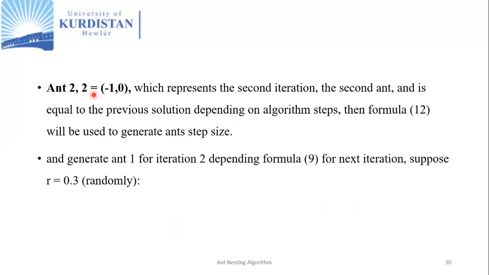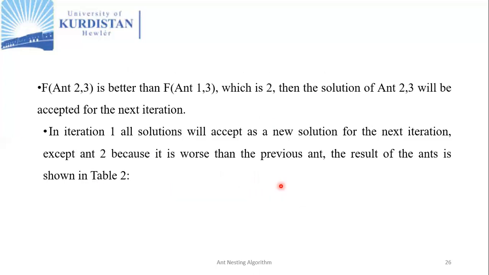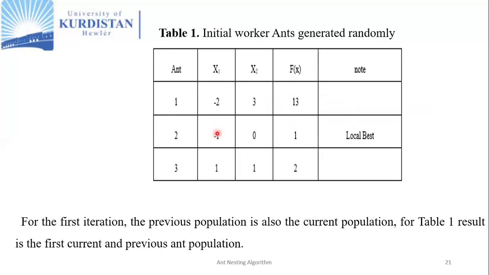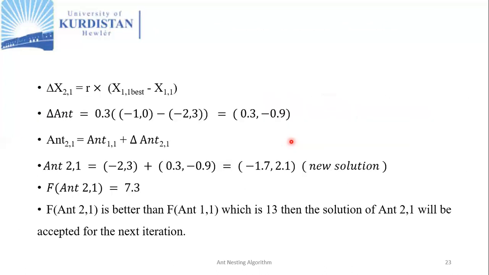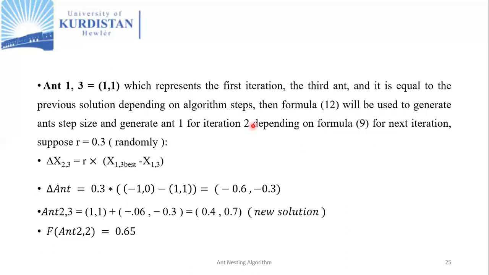Likewise, we go for ANT2, because ANT2 is equal to the previous one in the table. It hasn't been changed, so we use equation 12. That is table 2, and if you go to table 1, it hasn't been changed, minus 1, 0, 1. So we use equation 12 and 9 to get the new solution.